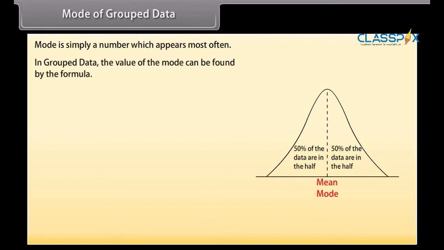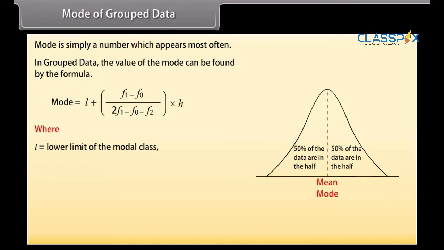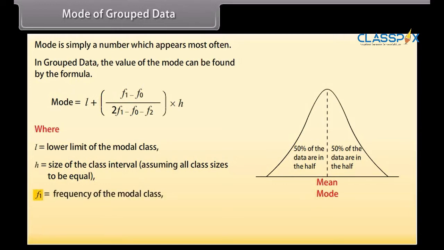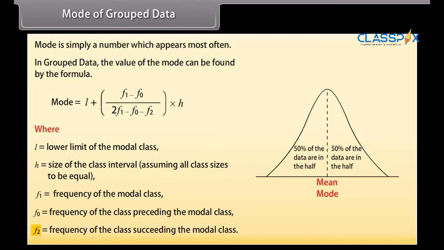Mode of grouped data. Mode is simply a number which appears most often. In grouped data, the value of the mode can be found by the formula as given below. L plus (F1 minus F0) divided by (2F1 minus F0 minus F2) multiplied by H, where L is equal to lower limit of the modal class, H is equal to size of the class interval, assuming all class sizes to be equal. F1 equals frequency of the modal class, F0 is equal to frequency of the class preceding the modal class, F2 is equal to frequency of the class succeeding the modal class.